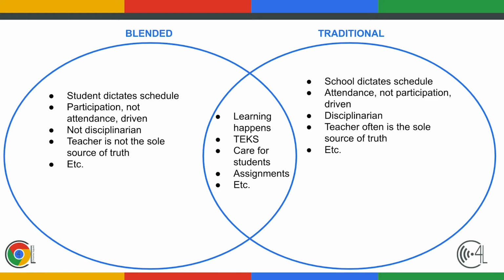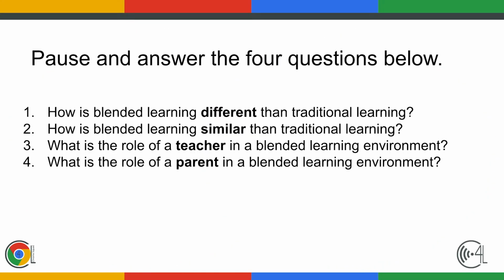Now, there are some things that are similar about blended and traditional learning. First, learning happens in both models, and that never changes. Second, the teacher still exists. So you still have to follow standards. You still have to teach. You need to do those things, and you still care for your kids. You want to make sure that your kids are doing well. You're still assigning work to kids. So there's some of the nuts and bolts practicality stuff that's still happening.